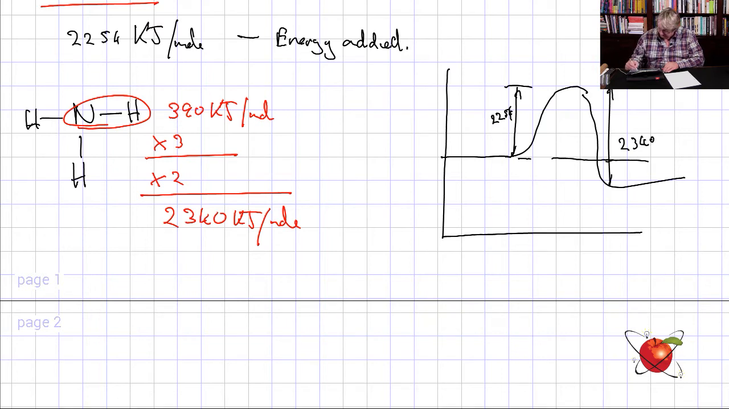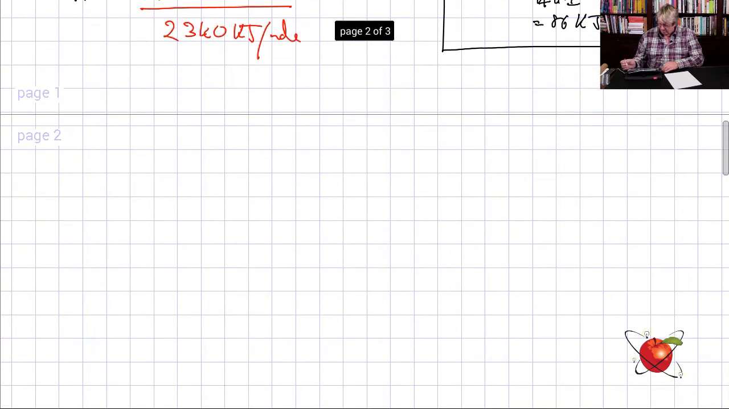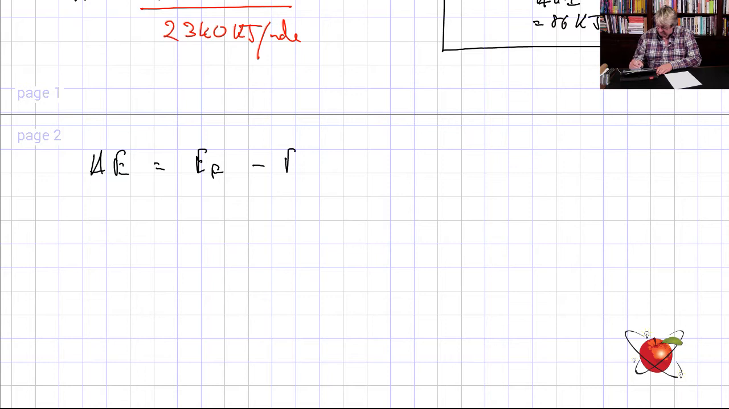Okay? There. Delta H is equal to 86 kilojoules per mole. Right? So in this situation, we always go back to this. Remember, we say that the change in energy is going to be E final minus E initial, okay?